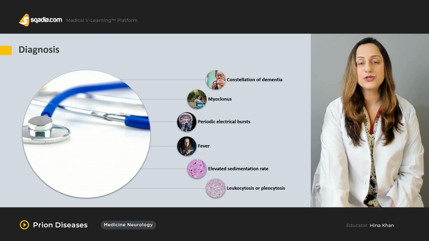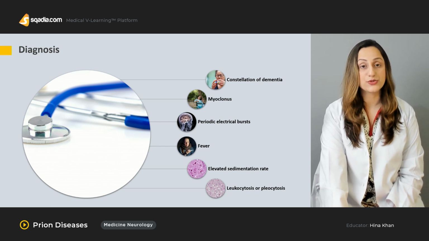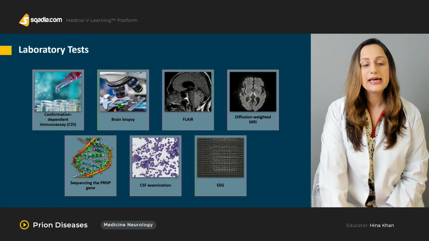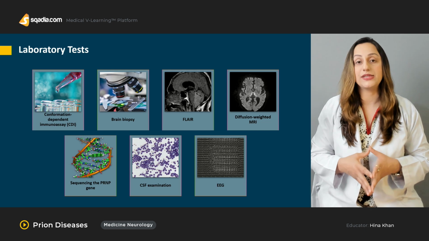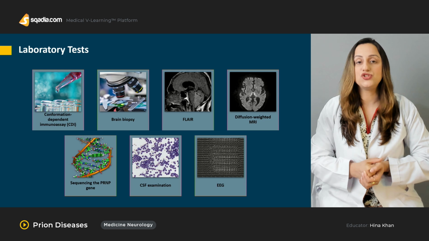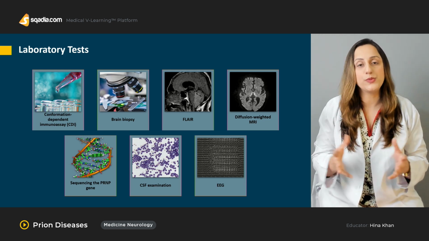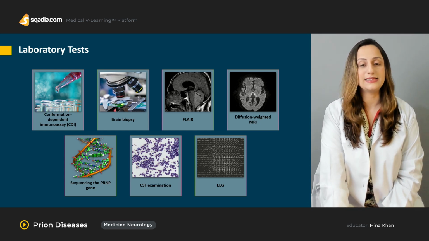We'd be discussing how do you diagnose these cases of CJD over here, specifically focusing on the erythrocyte sedimentation rate as well as the leukocytosis and the pleocytosis in particular over here. The laboratory tests that are most specific for detecting this kind of a disease are the brain biopsy, FLAIR, diffusion-weighted MRIs, EEG, and CSF examination, and what positive signs you would be looking for when you're diagnosing these cases of CJD would be discussed in detail over here.